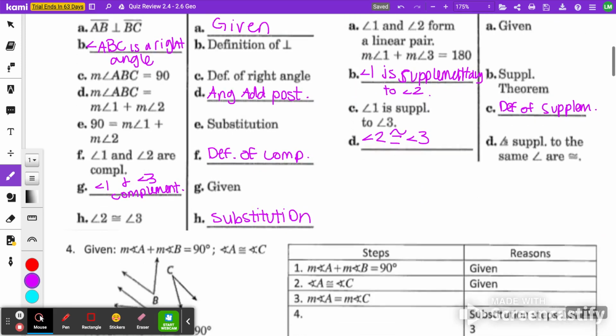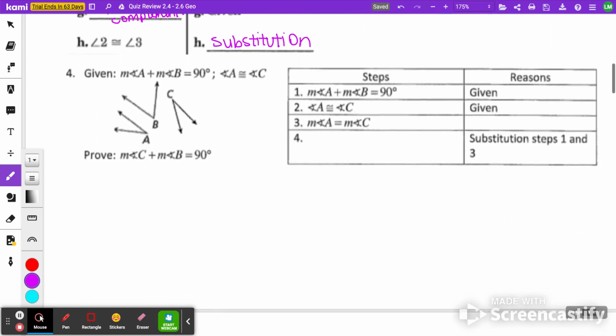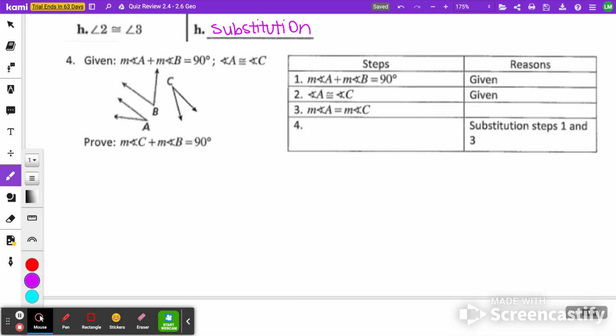Okay. Number 4, given the measurement of angle A plus the measurement of angle B is equal to 90 degrees, angle A is congruent to angle C. We want to prove that angle C plus angle B is equal to 90 degrees. We already have a few of these filled in, so we're just filling in the blanks here. Our given is the measure of angle A plus the measure of angle B is equal to 90 degrees. That means A and C could also be the same congruency. So if the measurement of angle A is equal to the measurement of angle C, then that is the definition of congruent angles.